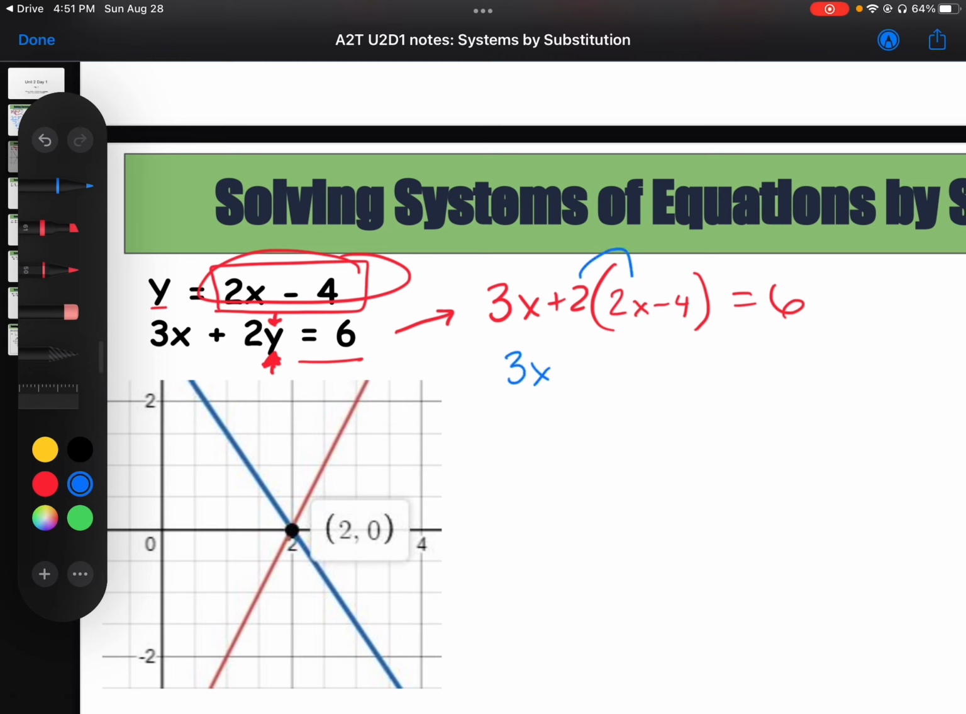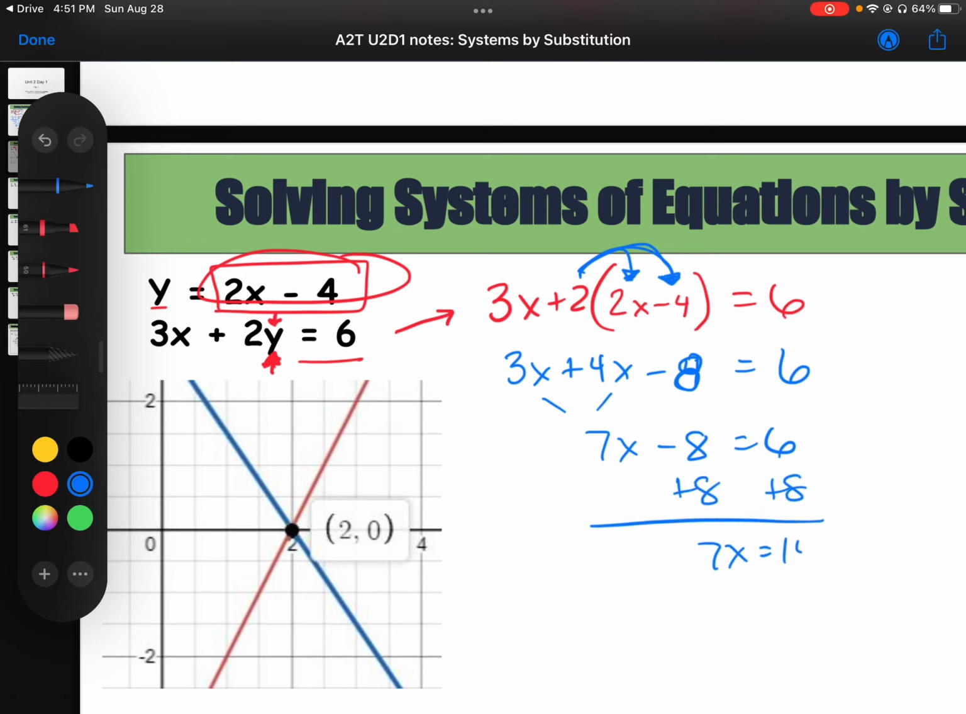So 3x, distribute 2. 2 times 2x is 4x. 2 times negative 4 is negative 4. Equals 6. Combine your like terms. 3x plus 4x is 7x. Ooh, I made a small mistake. 2 times negative 4 is negative 8. There we go. Drop down minus 8 equals 6. Add 8 to both sides. 7x equals 14. Divide both sides by 7, so x equals 2.